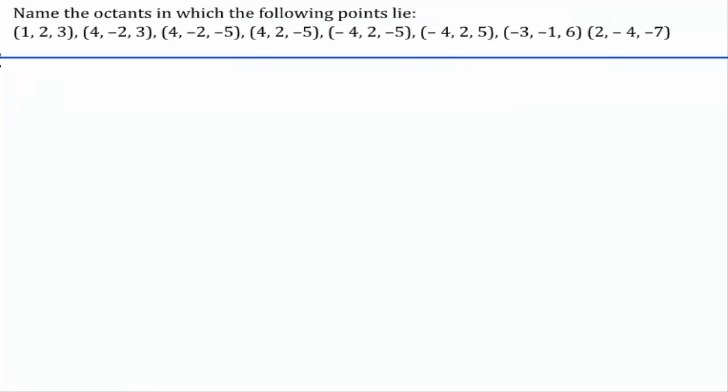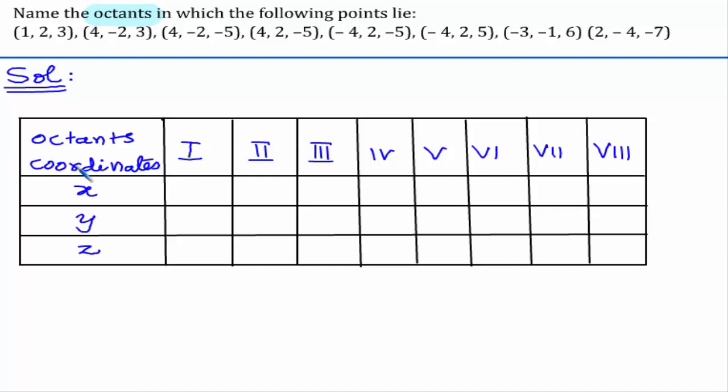In this problem, we were given some points. We need to prove which octant they all belong to. Let us see the solution for this. Let us recollect the table in which octants, coordinates and their symbols are given. In the first octant, all three are positive, and in the second octant, x is negative whereas y and z are positive. Similarly, in the third octant, x and y are negative whereas z is positive, and all other symbols also can be taken out of this table.